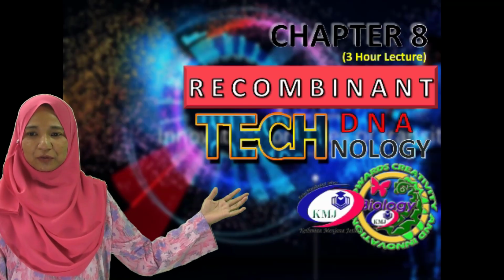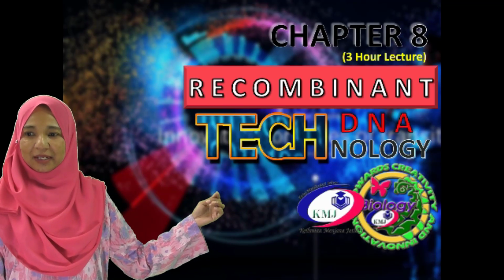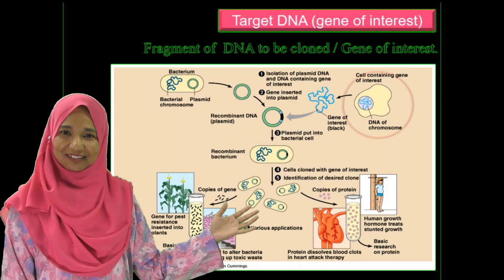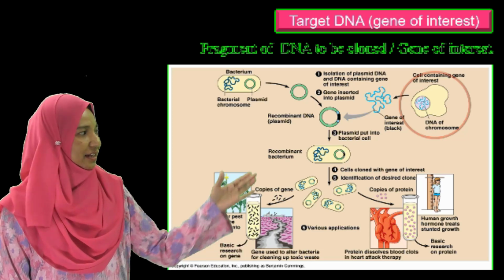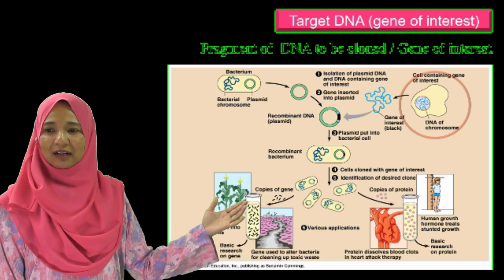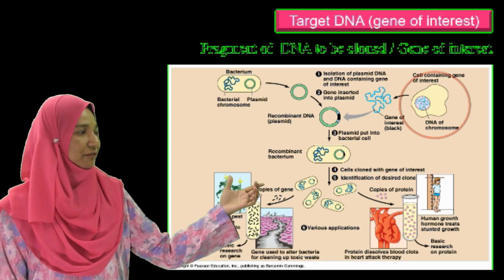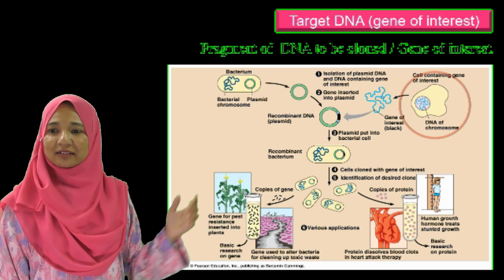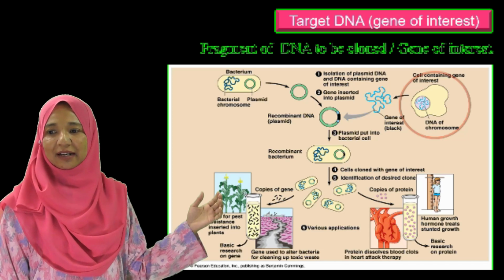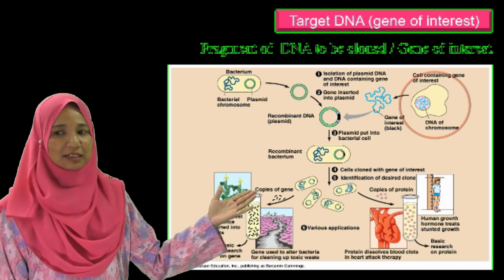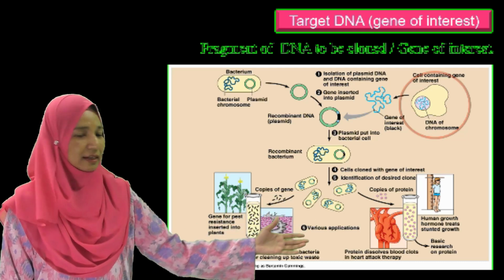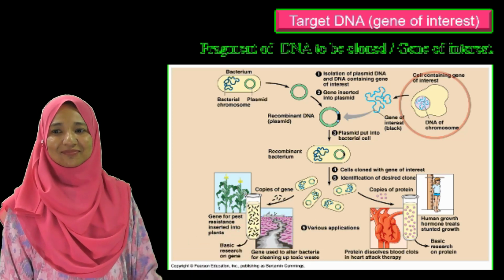Okay, in this video, you should be able to describe the gene of interest and the characteristics of a host cell. As seen in this figure, the gene of interest is a fragment of DNA which is part of a larger DNA strand in the target cell. For example, the gene of interest for insulin is located in the pancreas cell.